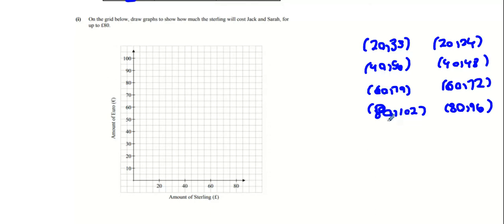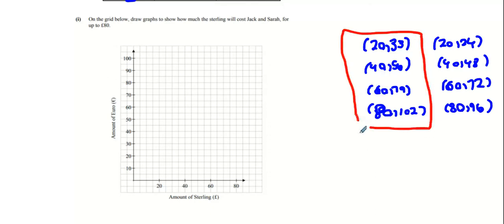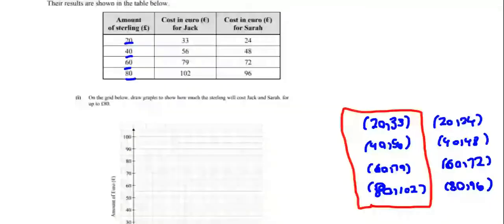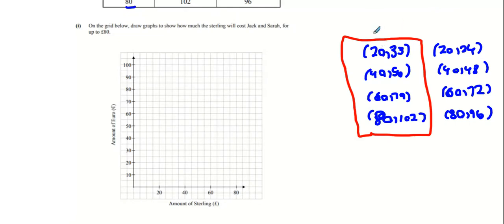So let's start off with the red boxes. 20 and 33. Now which one's the sterling amount? Sterling is on the left, euro on the right. So 20, 33 will be roughly there.